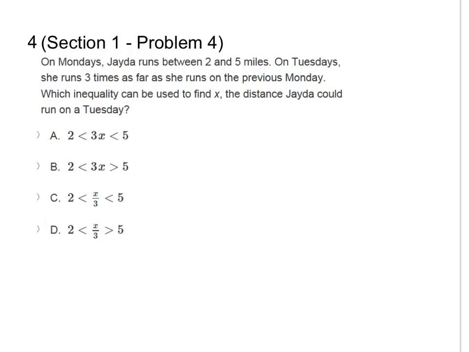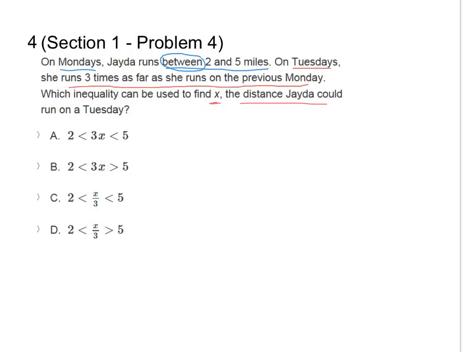If it helps you to mark the text, please go ahead and do so. So on this one it says on Mondays, so I'm going to underline Mondays. We know Jada runs between 2 and 5 miles. An important word there is between, so we know that there's not necessarily just one right answer. There could be a whole range of different numbers involved with that. And then on Tuesdays, so I'm going to underline Tuesdays, she runs 3 times more than what she ran on the previous Monday.